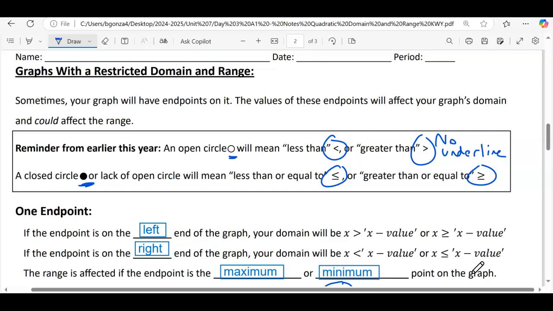I'll give you a minute, and then we're gonna do two types of examples. One endpoint, and then we'll do a two endpoint, call it a day. I know it's a lot.